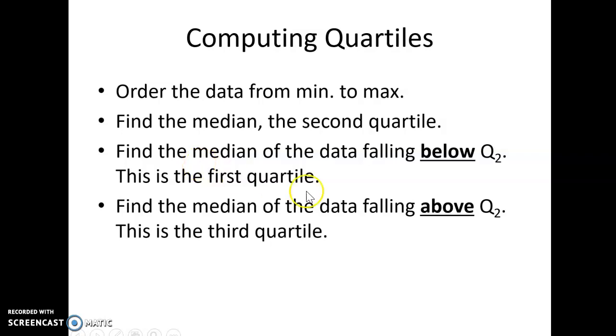Then you need to find the median of the first half. That's the first quartile. And then to find the third quartile, you find the median of the upper half. So you have to find half of half, which is a quarter. Find the upper quartile and the lower quartile.